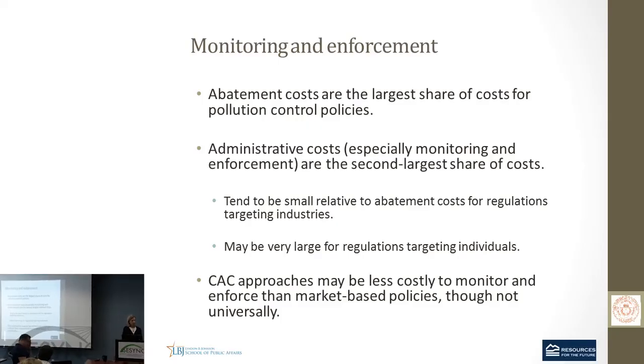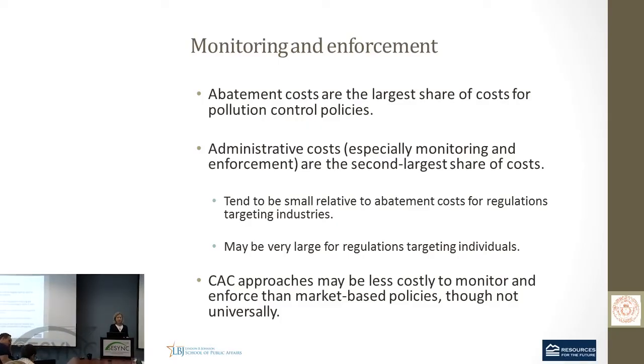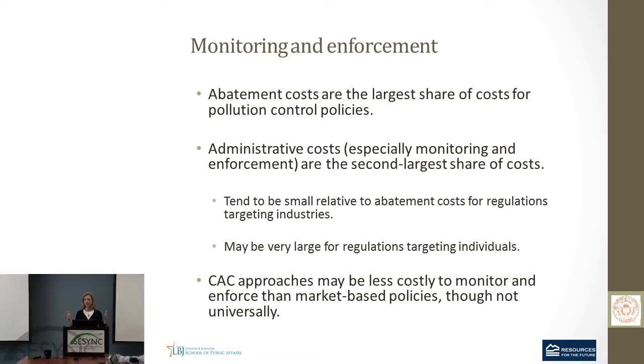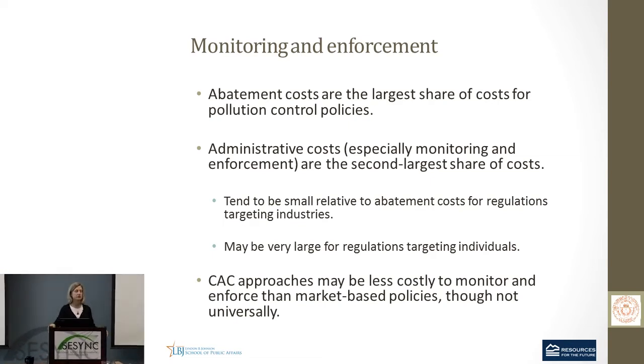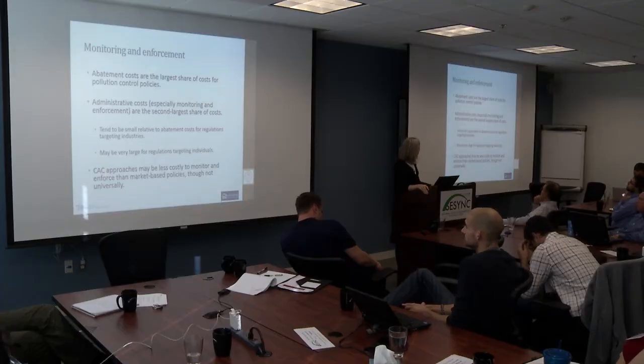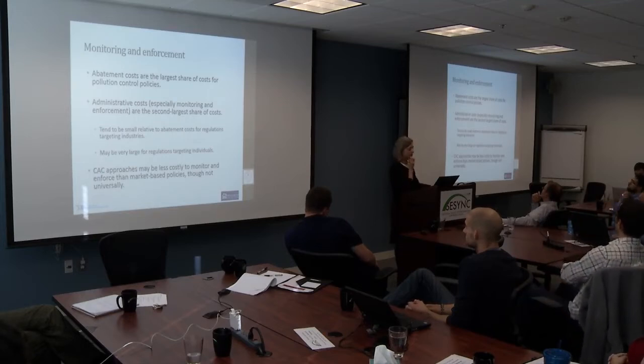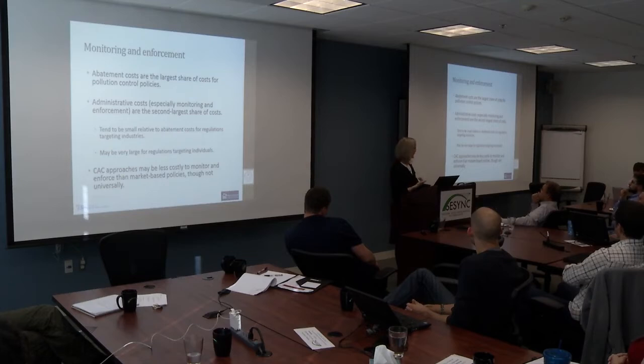Another thing to worry about when we think about cap and trade programs or taxes is monitoring and enforcement. A question came up earlier, how do you monitor and enforce regulations like this? It turns out that while abatement costs tend to be the largest share of social costs when we think about environmental regulation, the monitoring, enforcement, and associated administrative costs to governments are the second largest category.